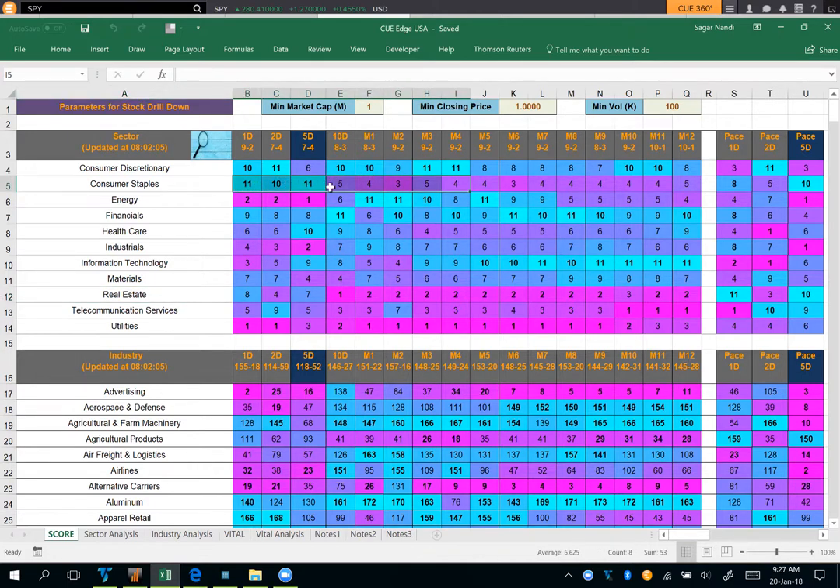Consumer staples is a better example of a sector that was clearly weak earlier, magenta, and turned into strength over the 5 days period. Cyan also has the best score of 11, holding on to that strength over 2 days and 1 day periods. The Pace column shows that it accelerated fast.